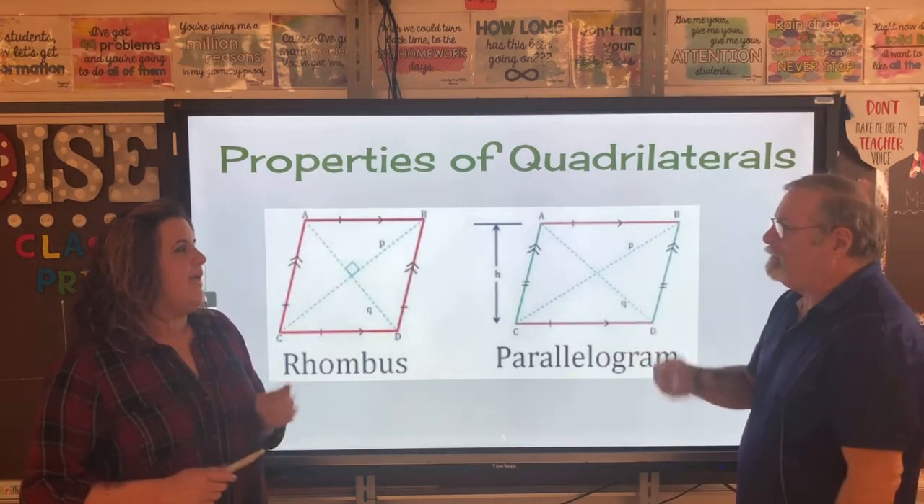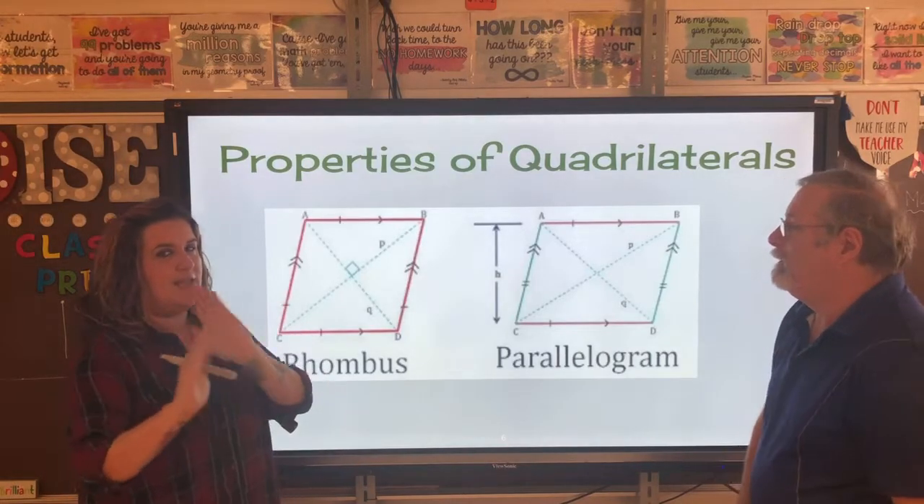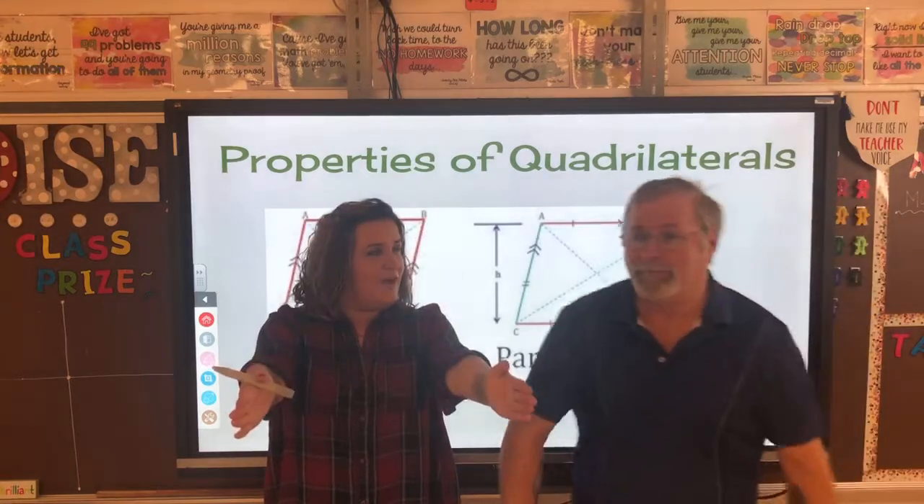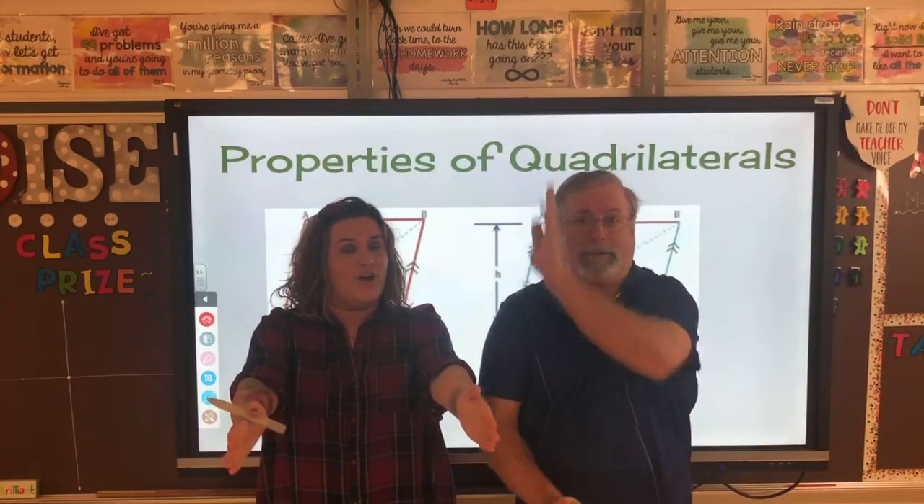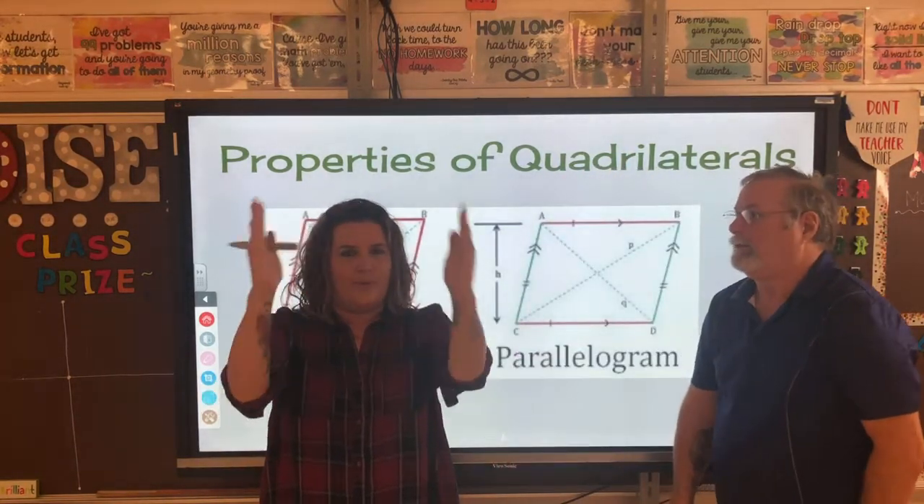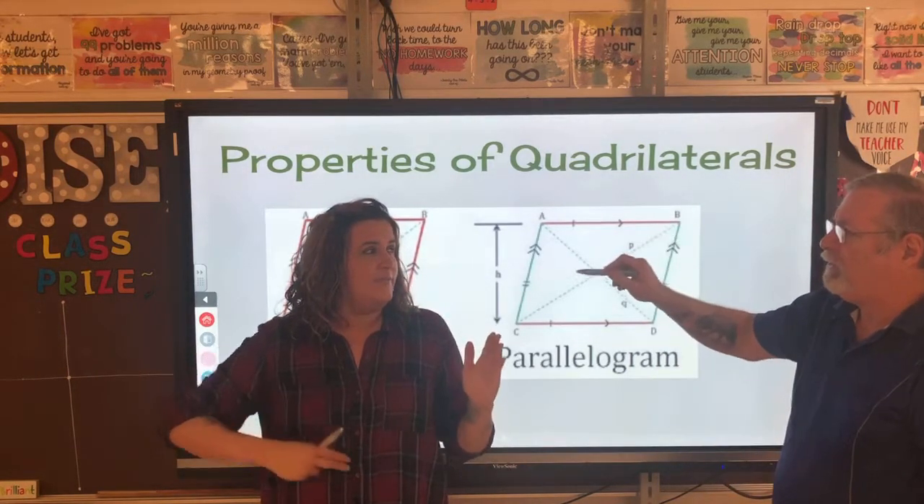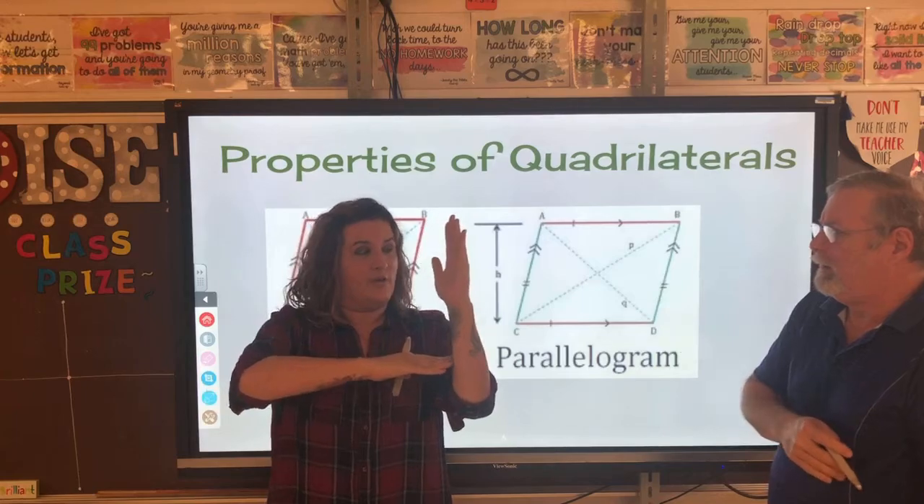Okay, so parallel lines mean that you would have two lines that would continue on forever but never intersect. So parallel would be like two lines that are across from each other forever, in perpetuity. And then perpendicular would be like they're like this.